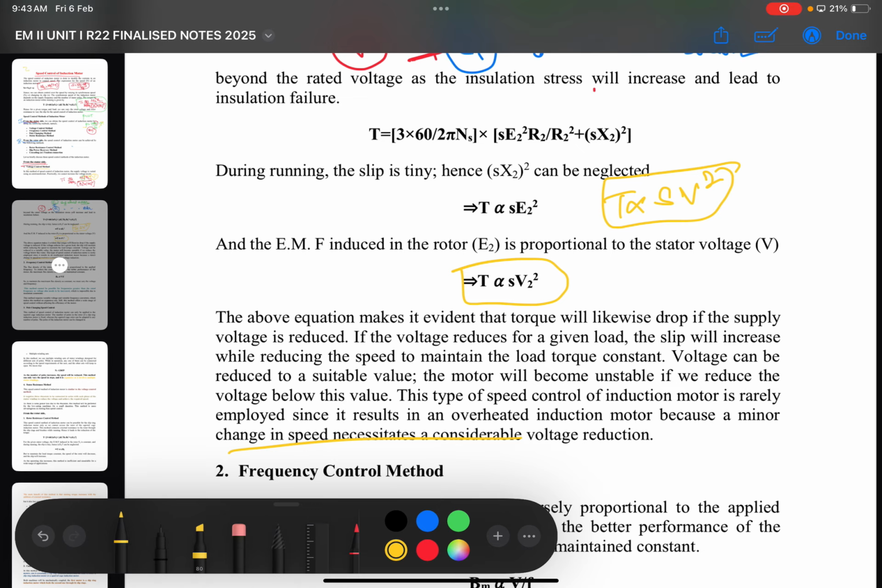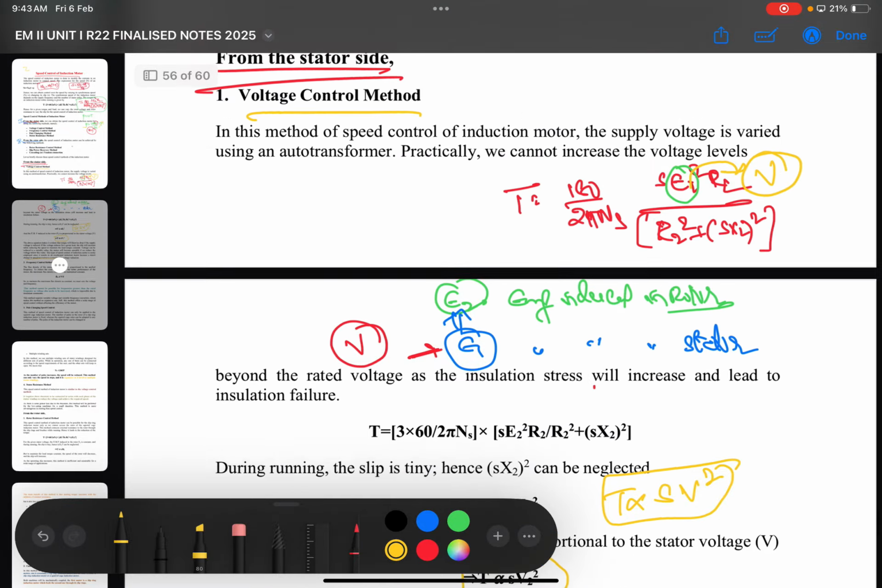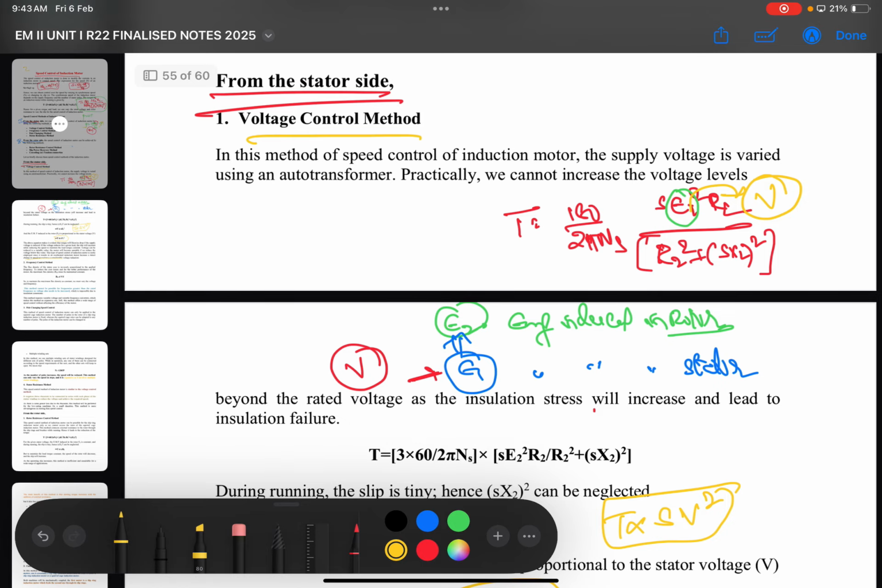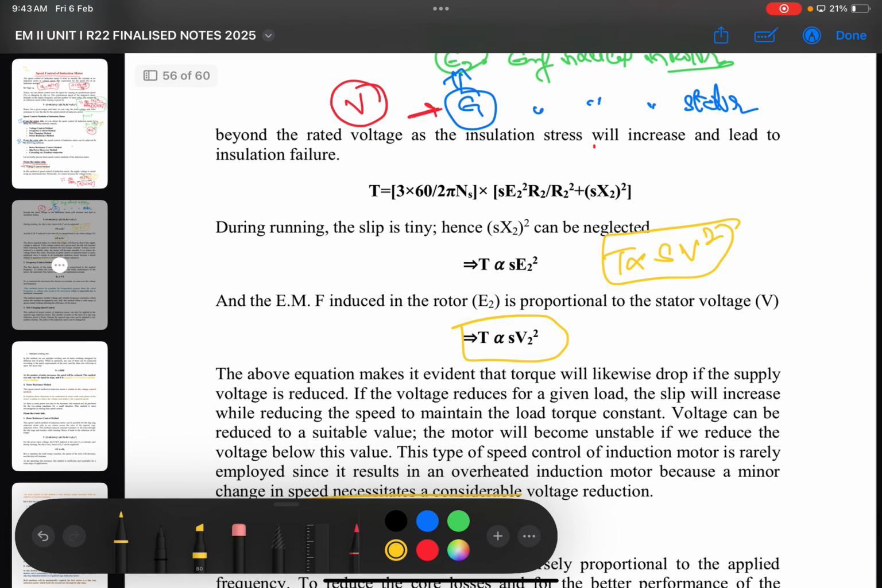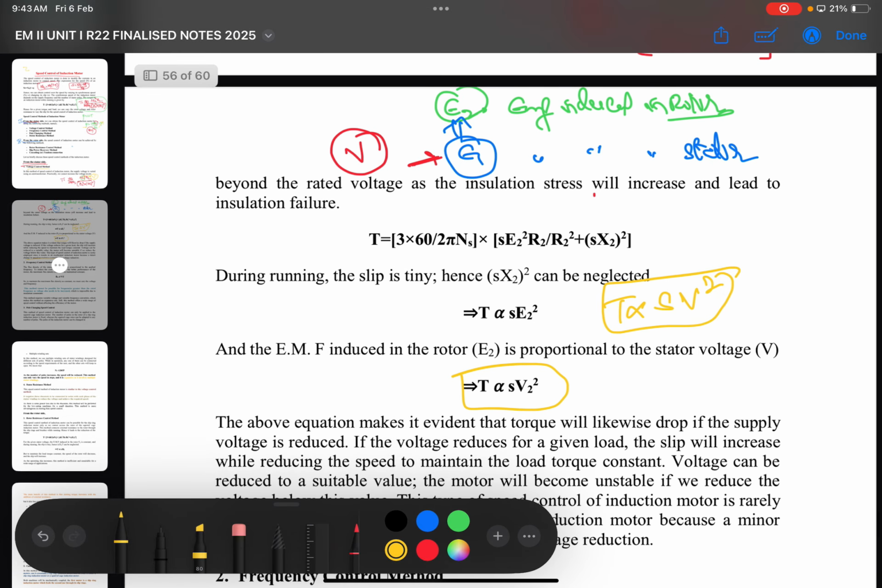When torque changes, speed can be varied here. So in the supply voltage control method, in the stator voltage control method, what are we doing here? Simply from the torque equation, when I am controlling the voltage, torque changes, and similarly speed can also change here. This is the simple conclusion here.